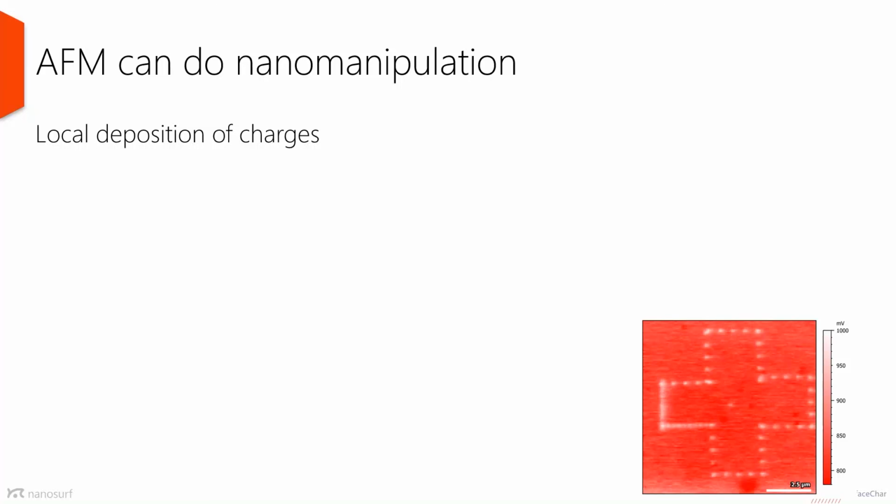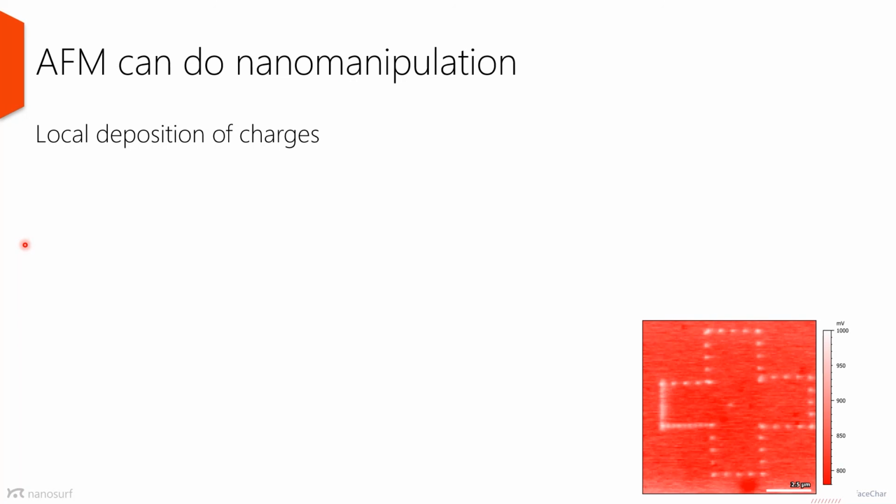Having an AFM with the possibility of moving the cantilever around in 3 dimensions and having the possibility of different cantilevers, one can think also of nano manipulation. For example, here we deposited charges in the shape of a Swiss cross on a surface and afterwards imaged these charges with Kelvin probe force microscopy.